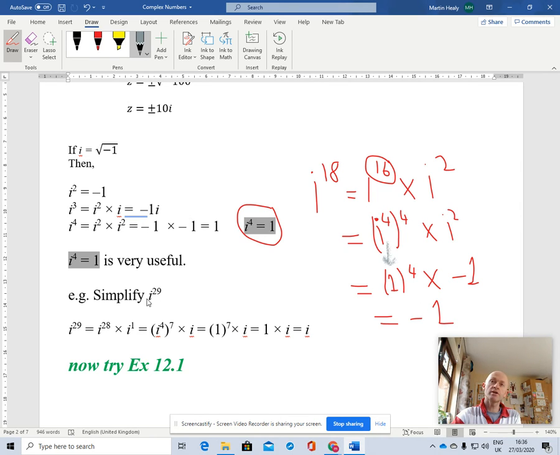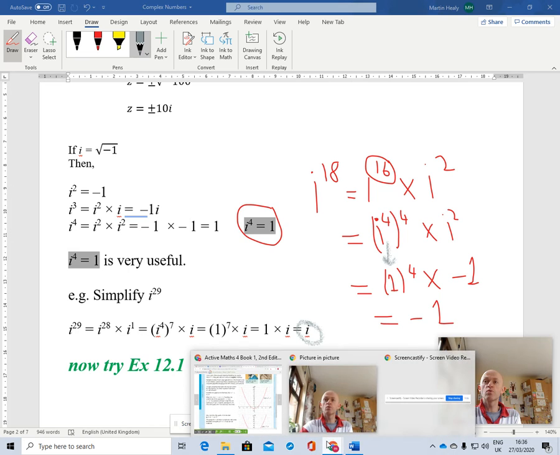Another example here, i to the power of 29, same thing. 4 into 29 goes in 7 times. So you break this up into i to the power of 28 times i to the power of 1. Then follow along here, and hopefully you can see how it ends up that i to the power of 29 is equal to i. Now, with that very quick introduction, you can go and try exercise 12.1.